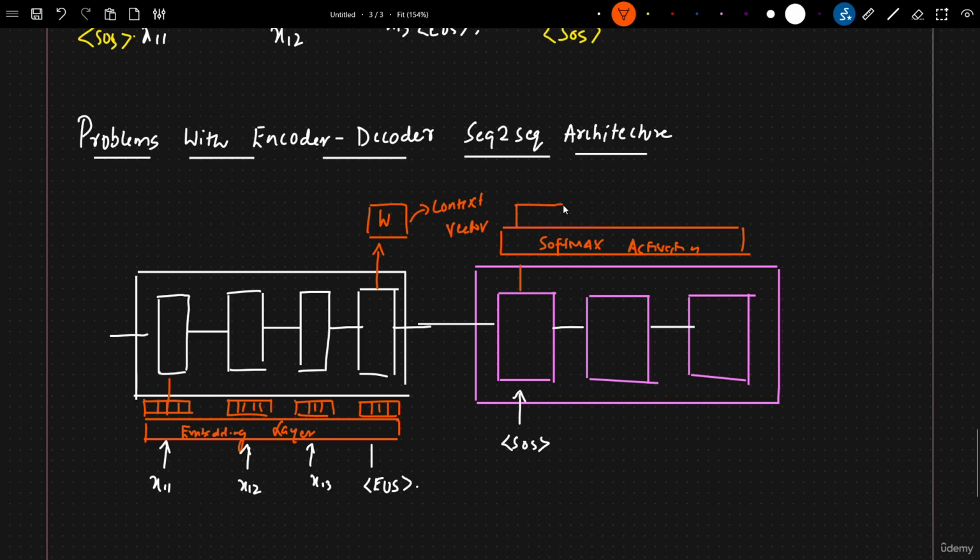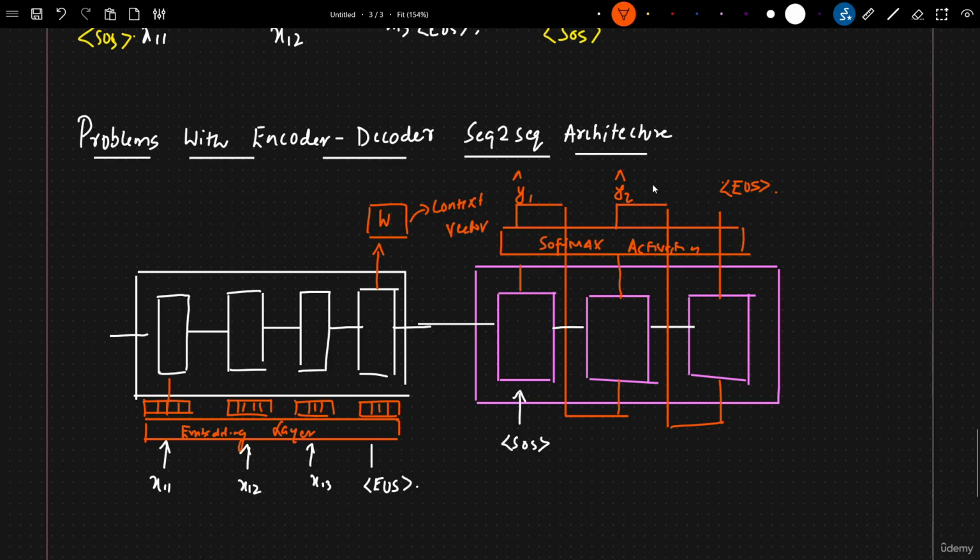Then this output will further get passed as the input to the next LSTM. Similarly, this will get passed over here. Again, with respect to the output, I go back to the next one. And finally, I get my last output, which may be my end of sentence. This will be my y hat. It can be y1 hat, y2 hat. Now, this is the entire architecture of an encoder decoder.